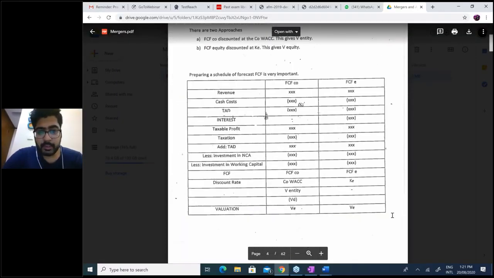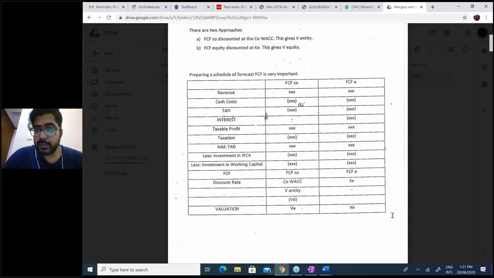Sorry. So there are two differences. The first difference is you take future revenues in both, future cash costs, future depreciation. In FCF to company interest doesn't come, but in FCF to equity interest comes. You get taxable profit, pay tax, add back TAD, less investment in NCA, investment in working capital. You get FCF to company and FCF to equity, discounted by company's WACC, discounted by KE to get value of entity, deduct value of debt to get value of equity, and there only value of equity.